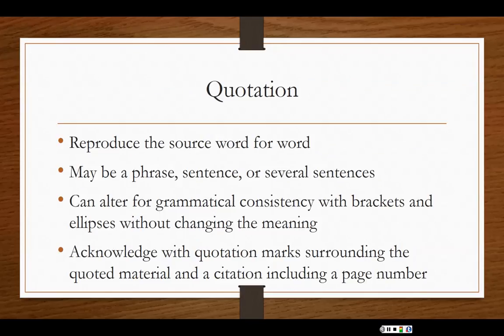Quotation is when you're reproducing the source word for word. You're literally copying exactly what they say. It might be a phrase, a sentence, or several sentences. Obviously, it has to be short like a paraphrase. If you were quoting a book, you'd be handing me a book instead of an essay, so we wouldn't do that. You can alter your quotations for grammatical consistency using brackets and ellipses as long as you're not changing the meaning, and we'll talk about that more in the quotation lecture.